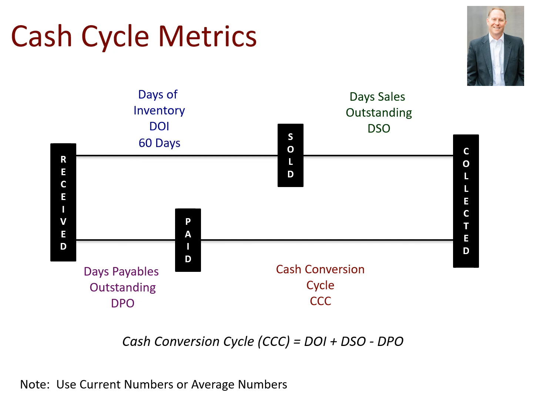Just a quick example on this. If days of inventory is 60 days, days sales outstanding is 45 days, days payable outstanding is 30 days, 60 plus 45 is 105 minus 30 would equal 75 days cash to cash. This is the amount of time that you as the distributor are financing your working capital. And we can improve this number.